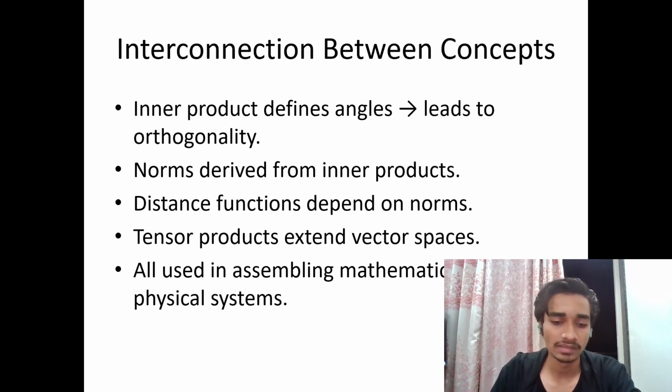All these concepts are interconnected. The inner product helps define the norm, and norms are used to compute distance. The tensor product allows us to expand our vector spaces and model complex systems. And when we assemble a system, we're often putting together components that involve all the mathematical tools, inner product, norms, and tensor products, to form a solvable model. So understanding the foundational tools helps us understand and build more complex physical models.